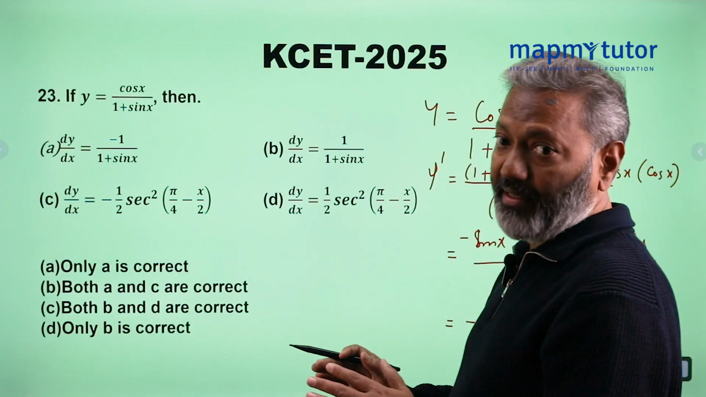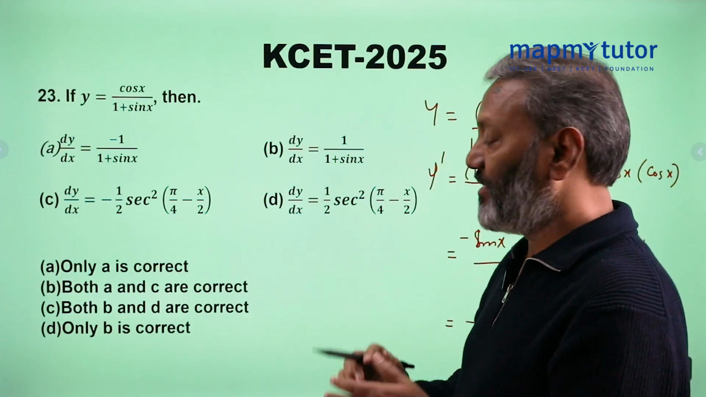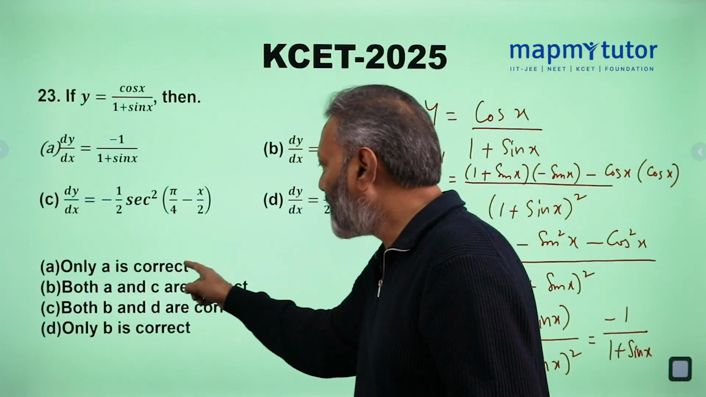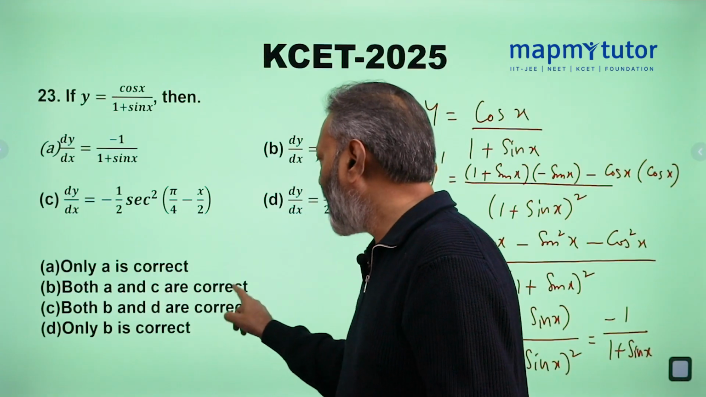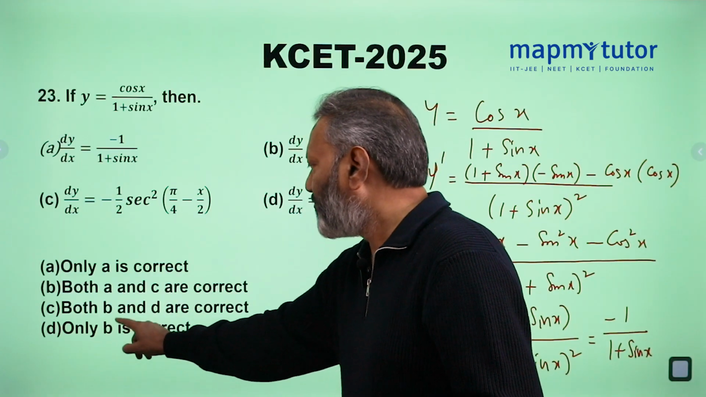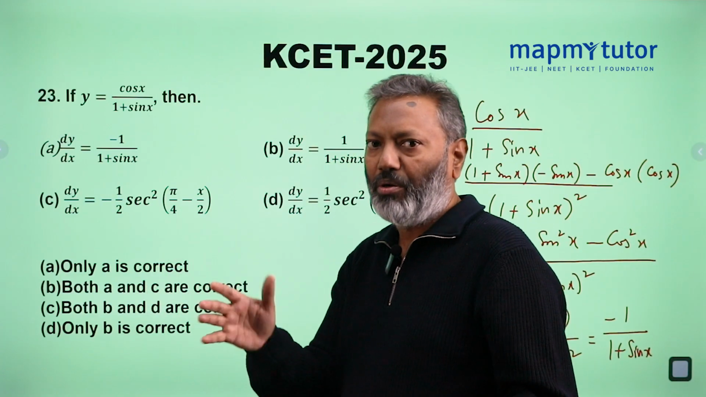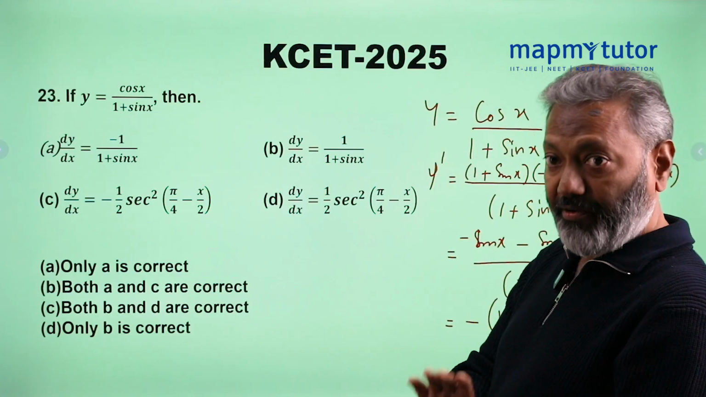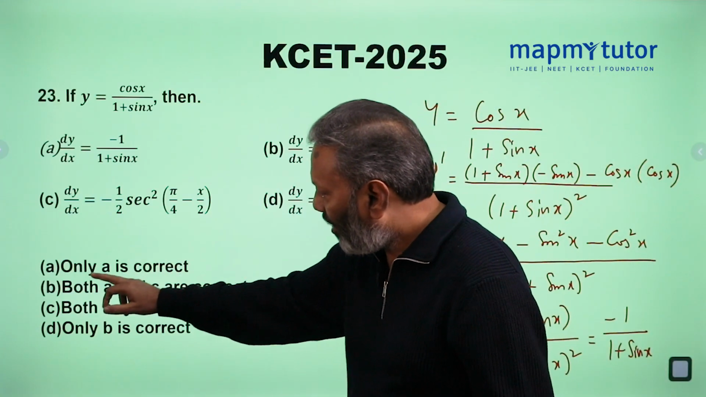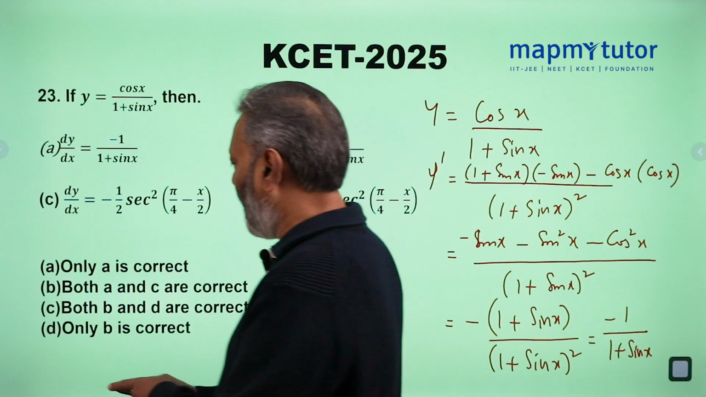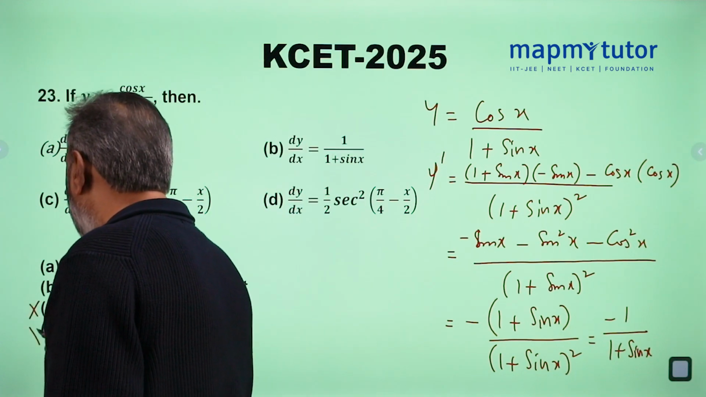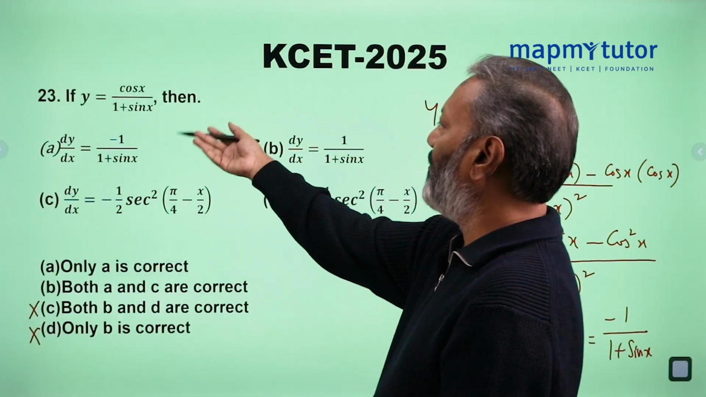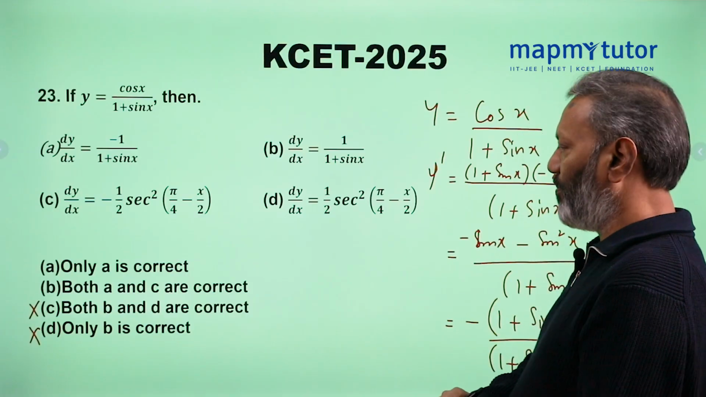But here is the important stage. Because I got only A is correct, both A and C are correct. Forget about C and D options because B and D correct, B is correct. No, no, no, no. Because already I know A is correct. Therefore, either option A or option B. I can directly tell that C has no chance and D has no chance because already I proved that dy by dx is minus 1 by 1 plus sin x.